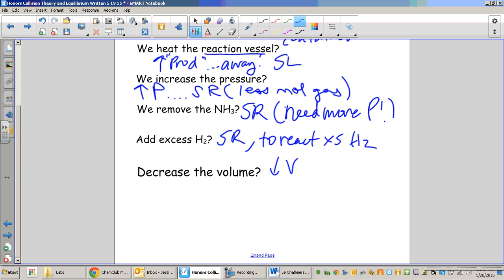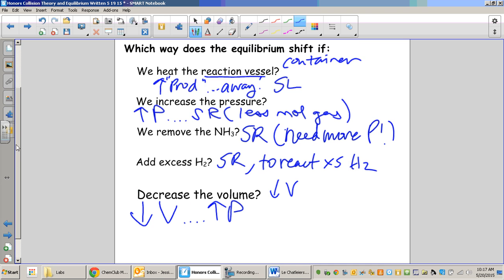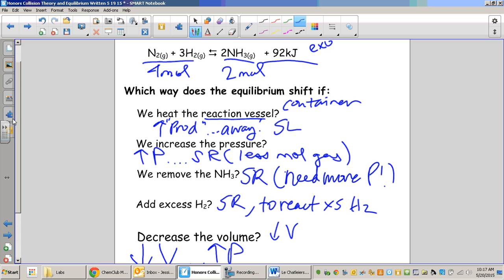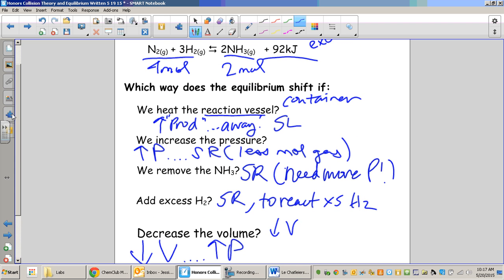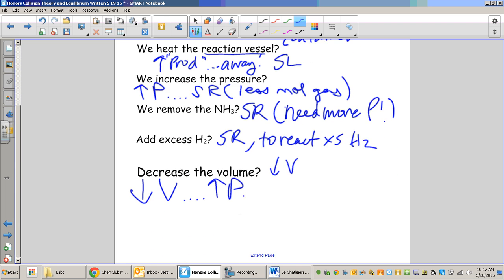Well, decreasing the volume does what to pressure? It increases pressure. Yeah, because when you squish your volume down, you've got too much pressure now. So it's gonna go to the right. We've already seen what happens when we increase the pressure. Yes, shifting towards the side with less moles of gas. Because if you've decreased the volume, you've also increased the pressure. Your job is to alleviate that pressure. Alleviating pressure means less moles of gas. So shifting right.